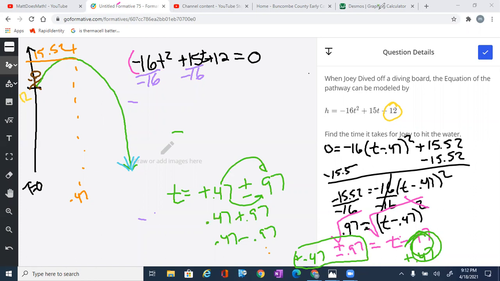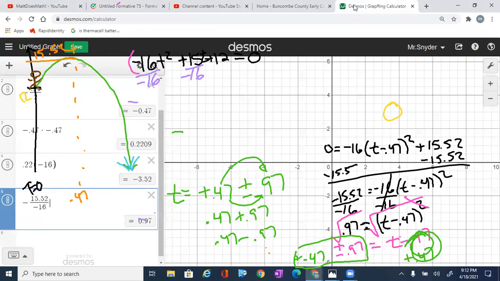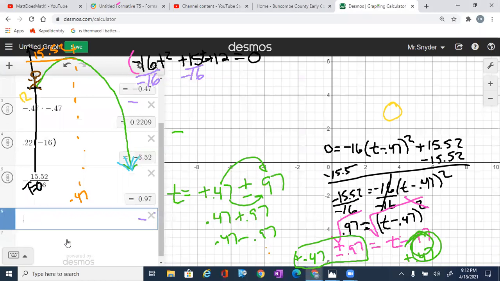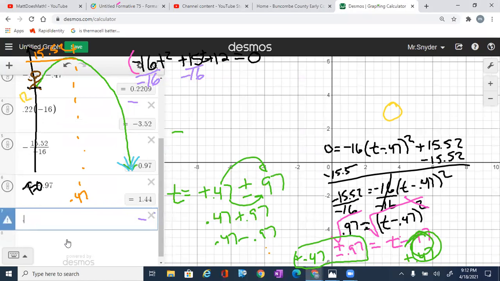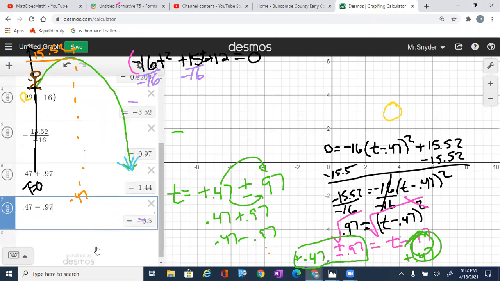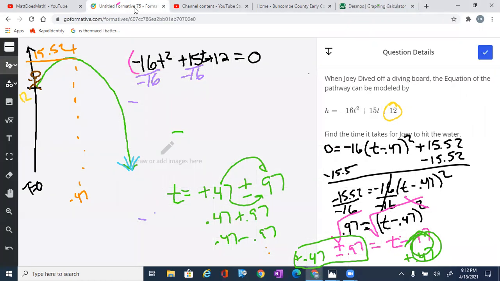We go to Desmos, let's type that in. 0.47 plus 0.97 and 0.47 minus 0.97. Now, check it out. You'll notice that one of the answers is 1.44 and the other one is negative 0.5. Remember, these are x values or time values, okay? So these are time values. One is 1.44 and the other one is negative 0.5.